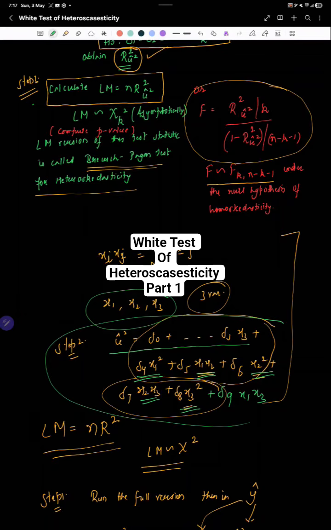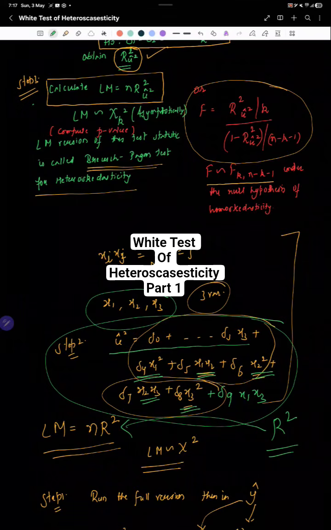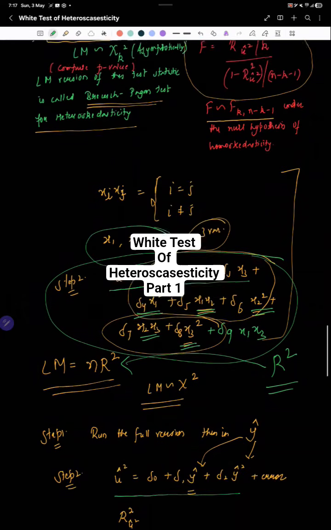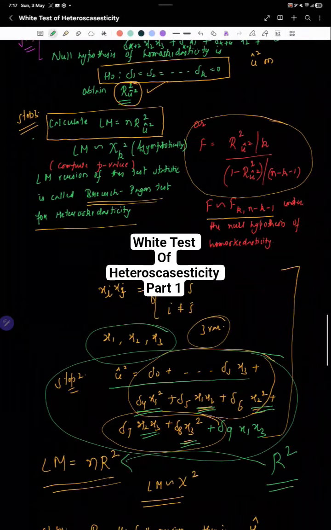You will obtain R square from this regression and multiply it by the sample size to obtain N R square. Then this LM statistic is chi-square distributed, with degrees of freedom equal to the number of variables that you have included in this regression model. Okay, so that is White's test of heteroscedasticity, version number 1.